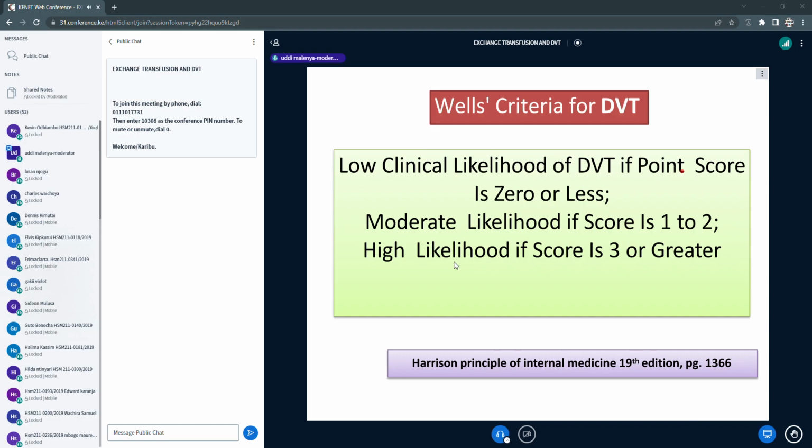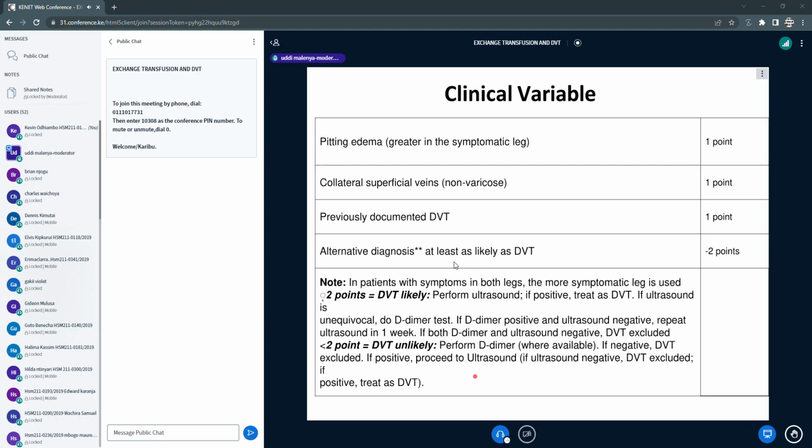Low likelihood of DVT if the point score is 0 or less than 1. Moderate likelihood if the score is 1 to 2. High likelihood is 3 or greater. Less than 2 points, we say that DVT is unlikely. So I was just making a correction here. Sorry.